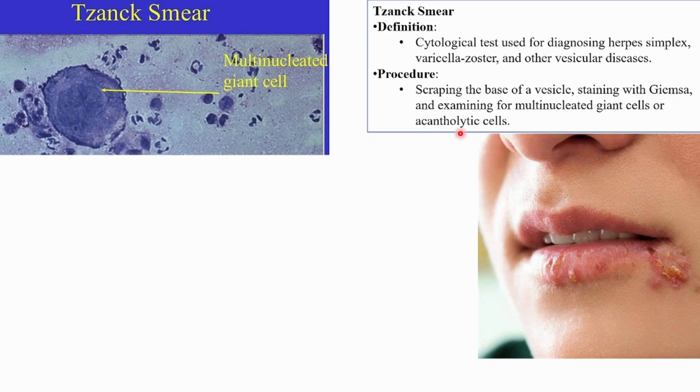It is also called acantholytic cells. What do we mean by acantholytic? Acantholytic means there is loss of cellular adhesions between the adjacent cells, hence they are called acantholytic. Acantholytic cells are typically seen in skin disorders like pemphigus vulgaris. Okay, I think that's all.